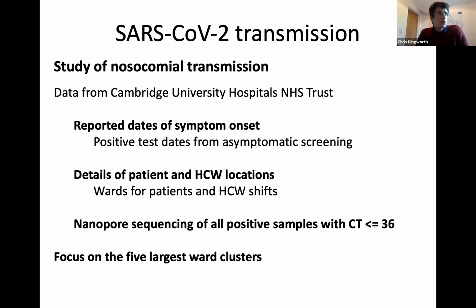We've then got data saying where all the patients were. So this is hospital records, who was on which ward, and where the healthcare workers did their shifts. There's also a system to do nanopore sequencing of any samples with reasonably low CT value. So the vast majority of infections have a sample that's gone to a lab and been nanopore sequenced. And in this, we're going to look at data from 5 of the largest ward clusters. So wards have these discrete identities. So going through and looking for a number of cases on a ward and picking the biggest one is what's been done in this particular study.